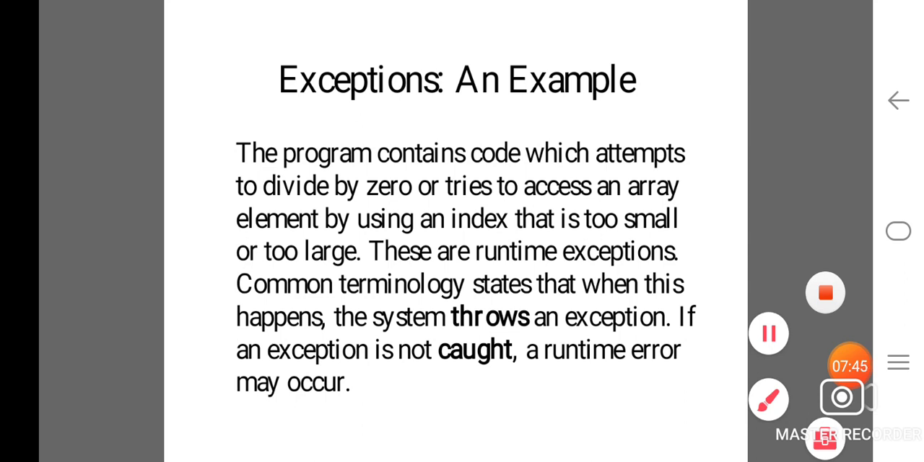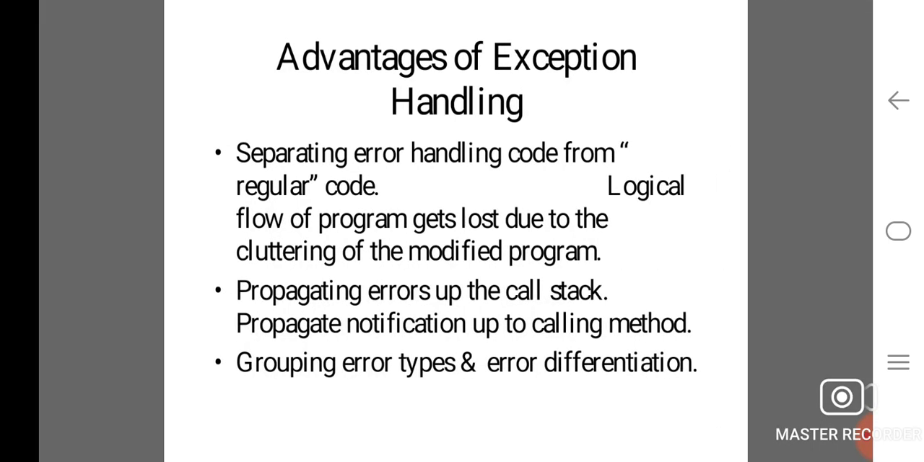The program contains code which attempts to divide by 0 or tries to access an array element by using an index that is too small or too large. These are runtime exceptions. Common terminology states that when this happens, the system throws an exception. If an exception is not caught, a runtime error may occur.